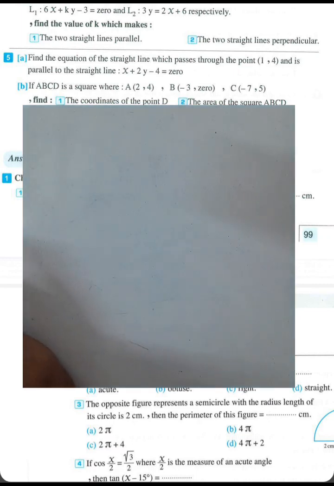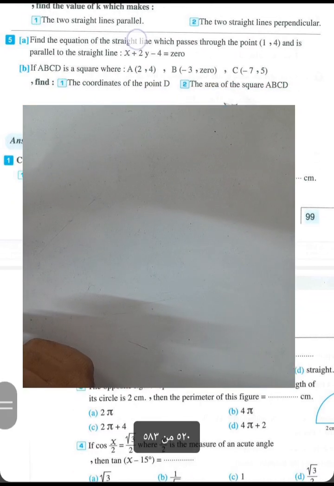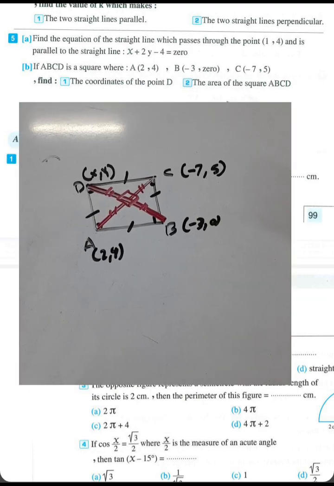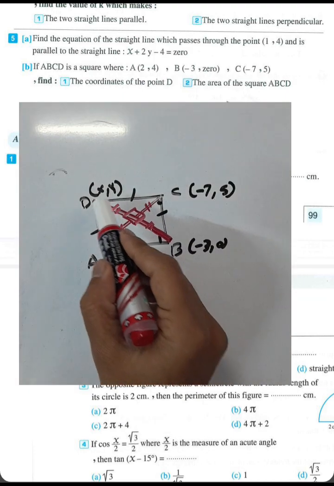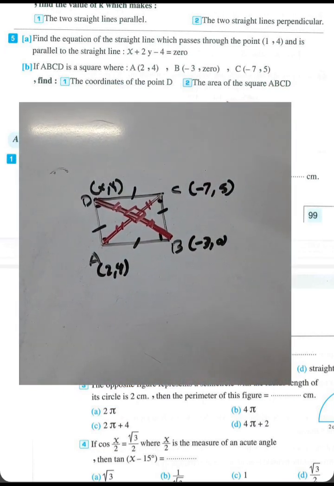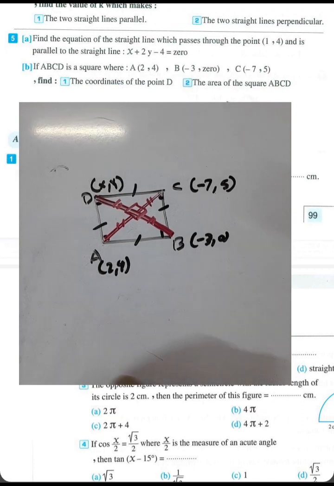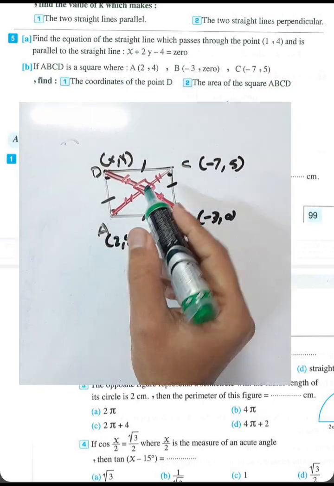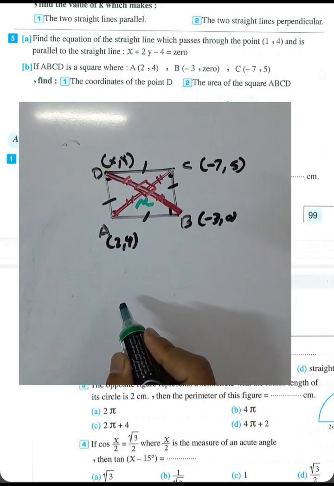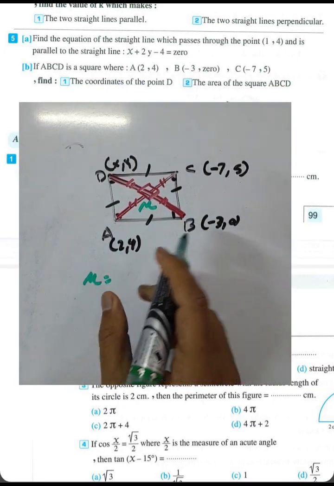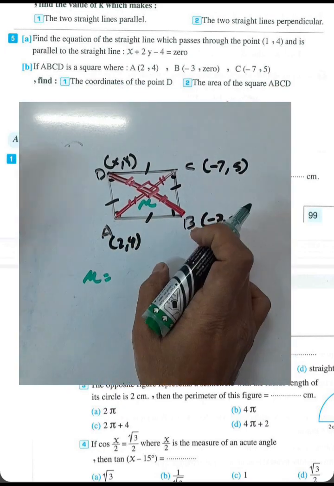If ABCD is a square where A is (2, 4) and B is (negative 3, 0), we want to find the coordinates of point D. ABCD is a square, all sides have equal lengths. Who can tell me the result here? We know the two diagonals are perpendicular. I will put the point here as M, and M is the midpoint of AC and BD.